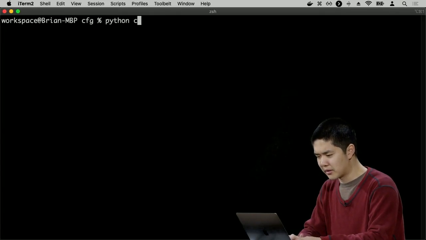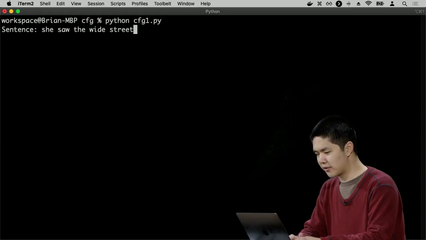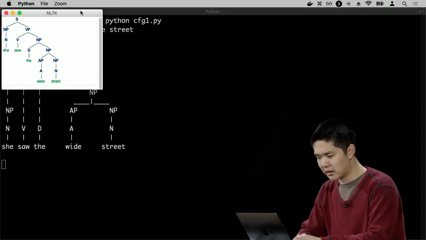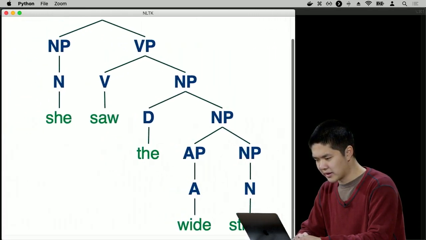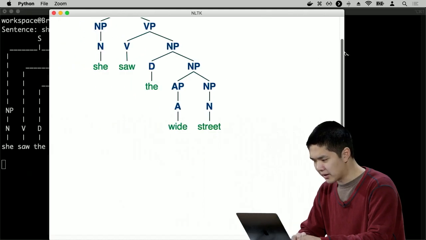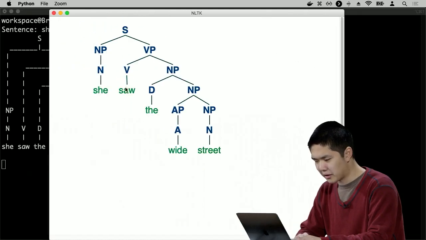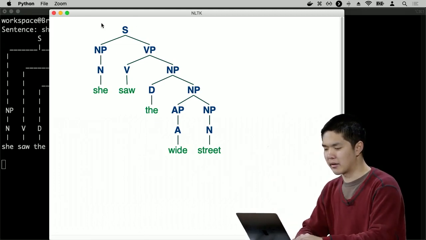So if I run Python CFG1, I can try typing something like, "she saw the wide street," for example, a more complex sentence. And if we make that larger, you can see what this sentence looks like. I'll go ahead and shrink it a little bit. So now we have a sentence like this. She saw the wide street. "The wide street" is one entire noun phrase. "Saw the wide street" is an entire verb phrase. And "she saw the wide street" ends up forming that entire sentence.